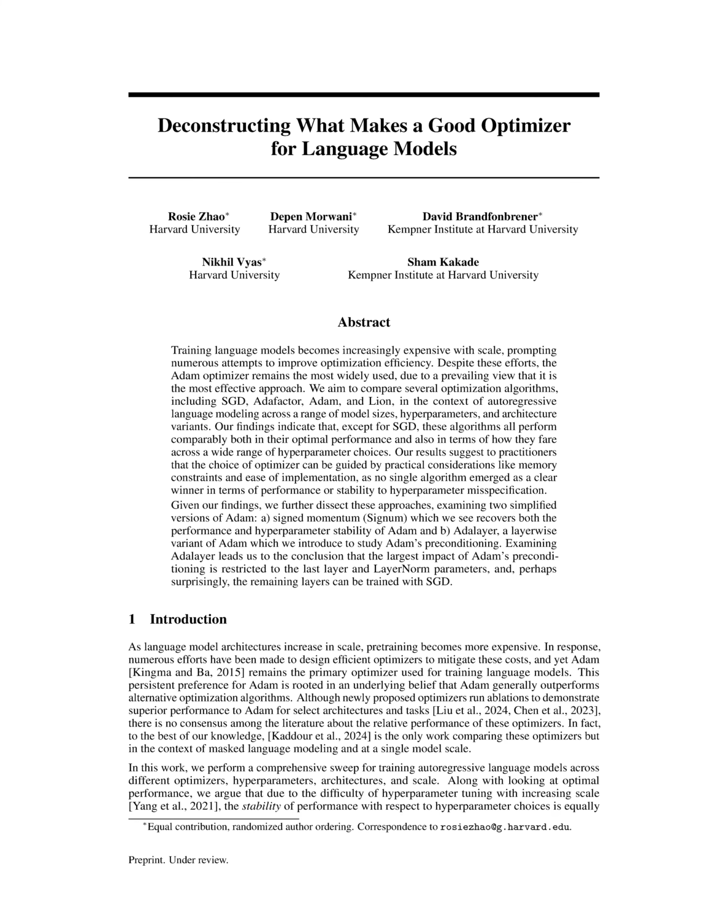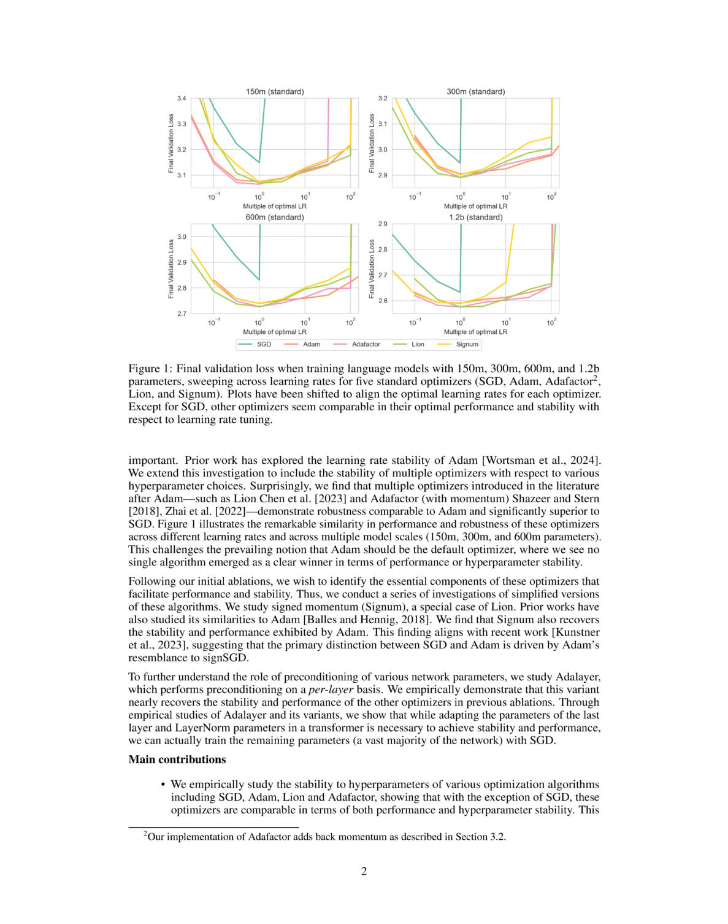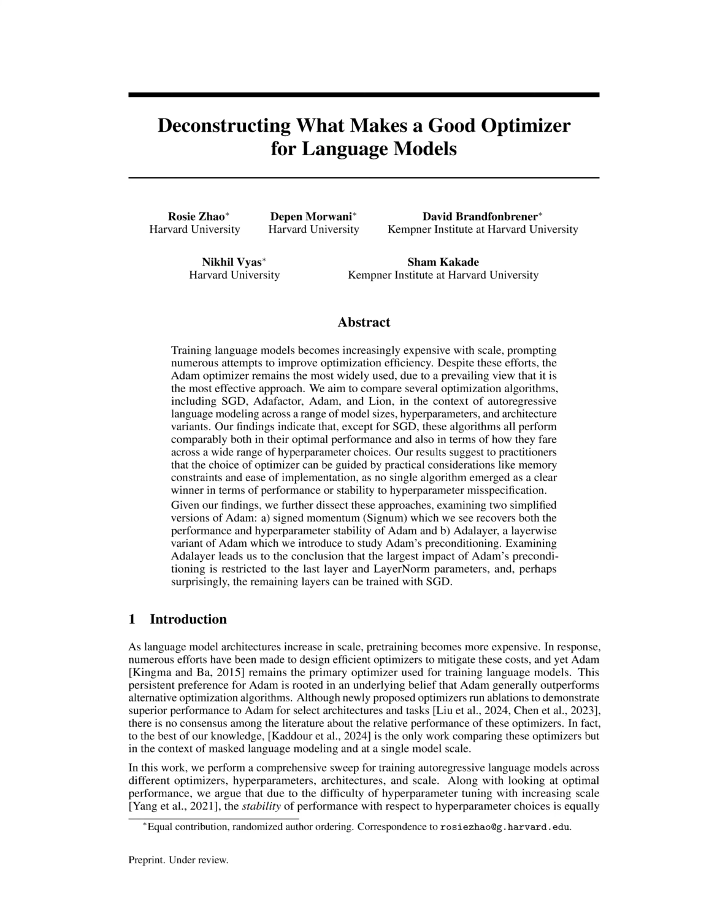The proposed method works by first conducting a comprehensive sweep for training autoregressive language models across different optimizers, hyperparameters, architectures, and scales. The study aims to evaluate the stability and performance of various optimization algorithms, including SGD, Adam, Lion, and Adafactor, across different hyperparameters. The experiments start with hyperparameters recommended by previous work and perform a learning rate sweep to identify the optimal learning rate for each algorithm.